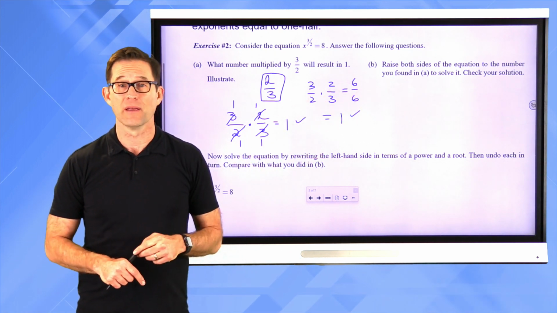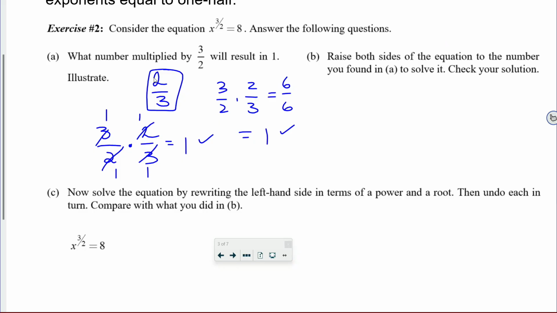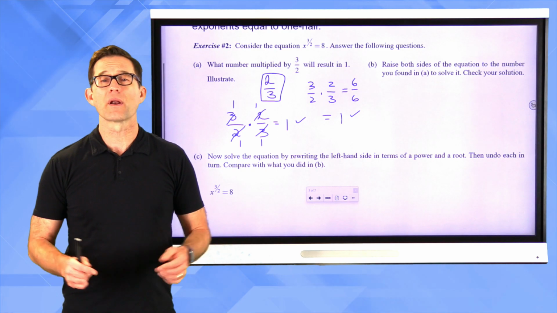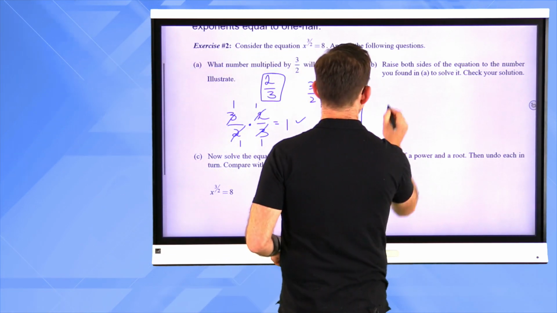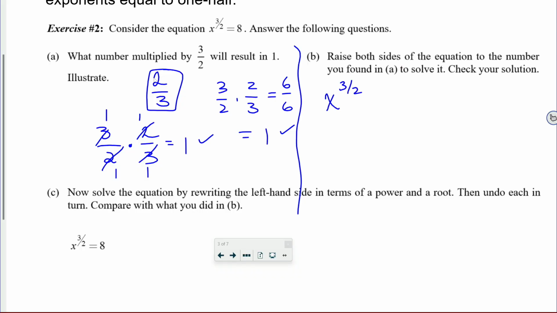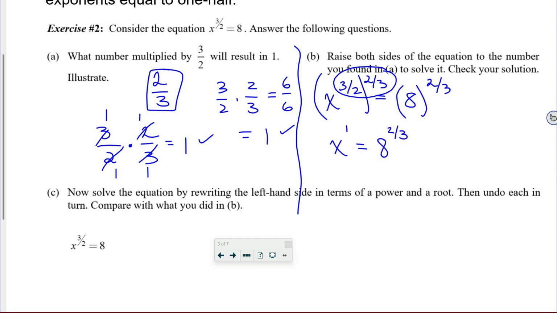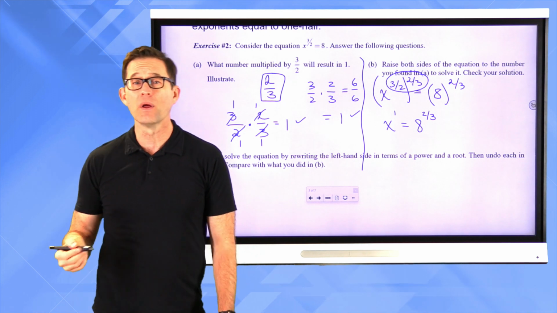So let's take a look at letter B. Raise both sides of the equation to the number you found in A to solve it. Check your solution. Here's what I mean by that, right? If I've got x to the 3/2 is equal to 8, and I raise this side to the 2/3, and I raise this side to the 2/3, the product property of exponents says that I multiply these two together, and I'm just going to get x to the first, and then I have 8 to the 2/3. Now, I need to finish that, and I will in a moment.